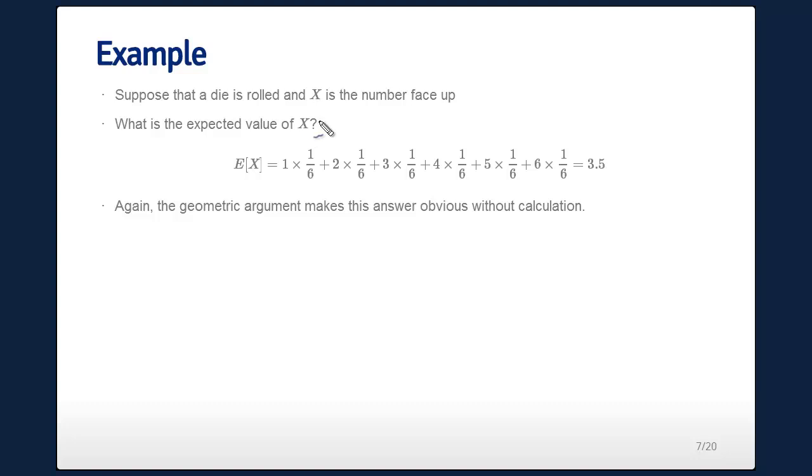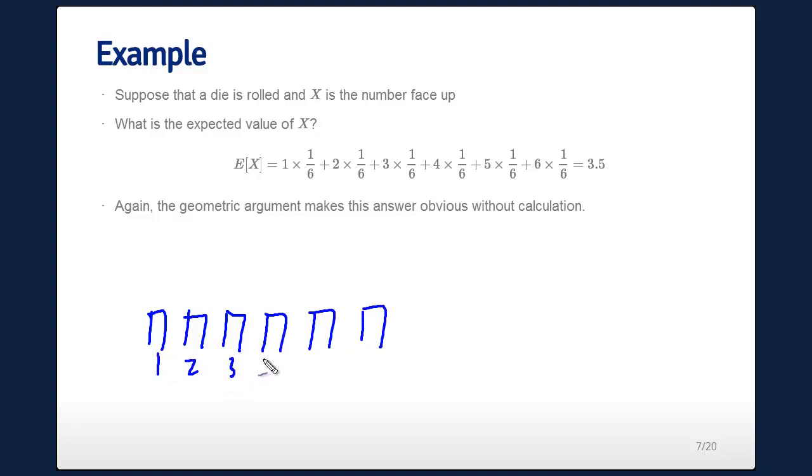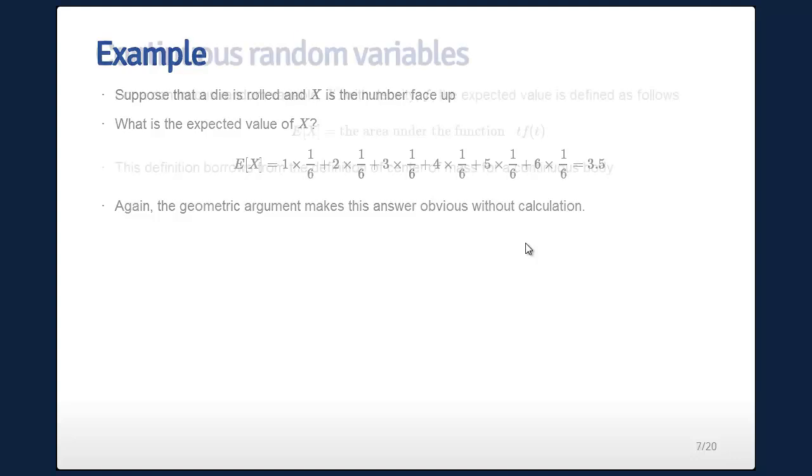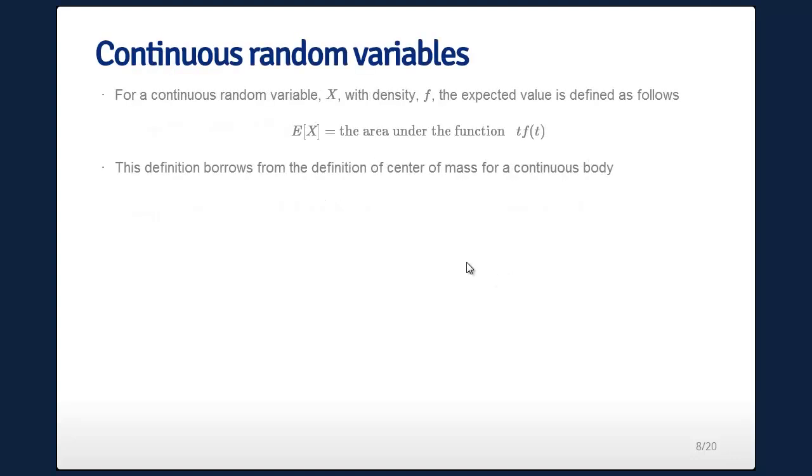Again, same idea. We know that if we have a die, we have a bunch of bars at 1, 2, 3, 4, 5, 6. We know that the center of mass has got to be right in the middle at 3.5. Well, let's do it, right? It's 1 times 1/6 plus 2 times 1/6 plus 3 times 1/6 plus 4 times 1/6, 5 times 1/6, 6 times 1/6, equals 3.5. Okay, so it mirrors exactly what we would know would happen.